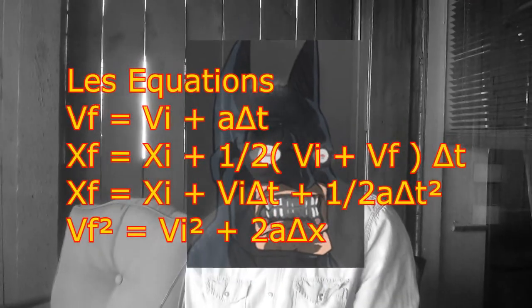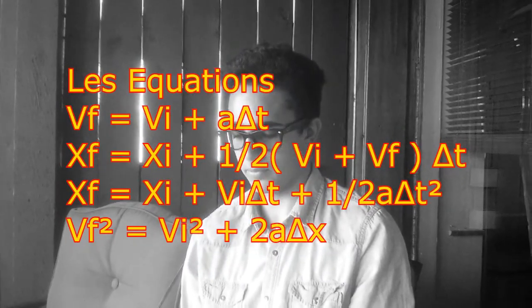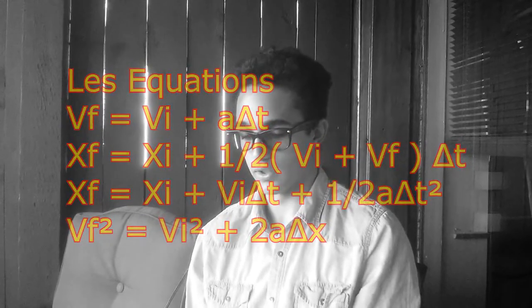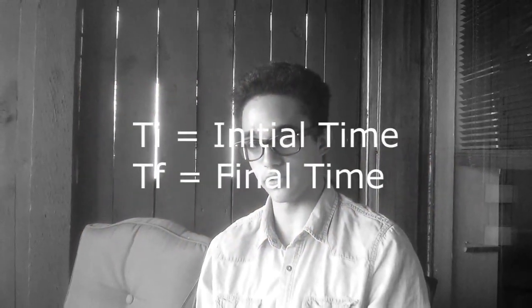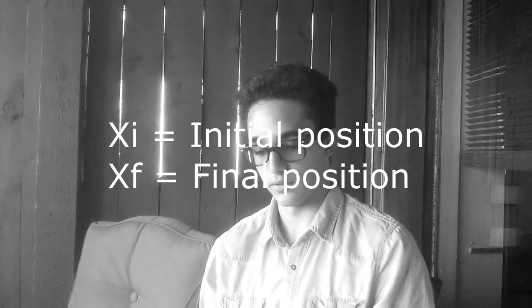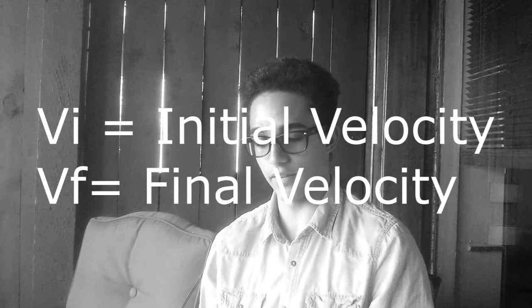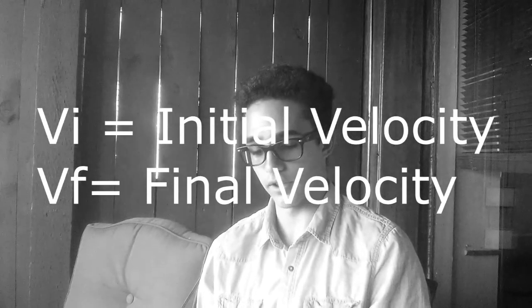We have established 4 equations that describe the relationship between acceleration, position, velocity, and time, and initial and final time. There's variables ti, tf, which are initial time and final time, xi, xf, initial position, final position, vi, vf, initial velocity, final velocity, and a, acceleration.